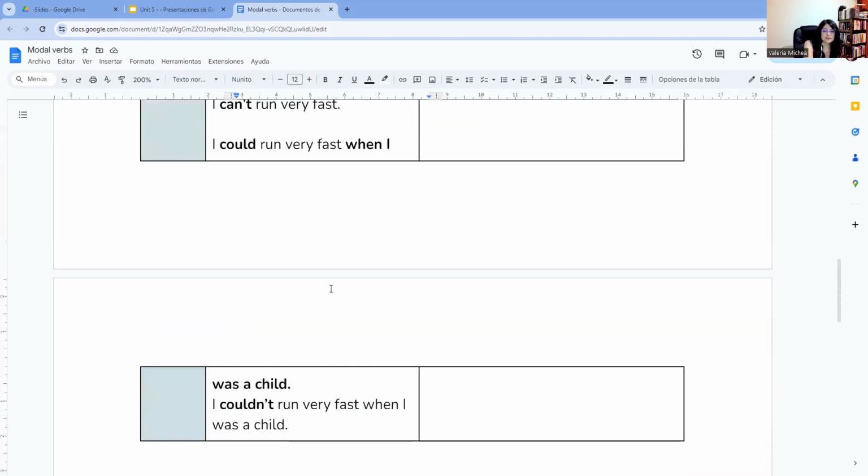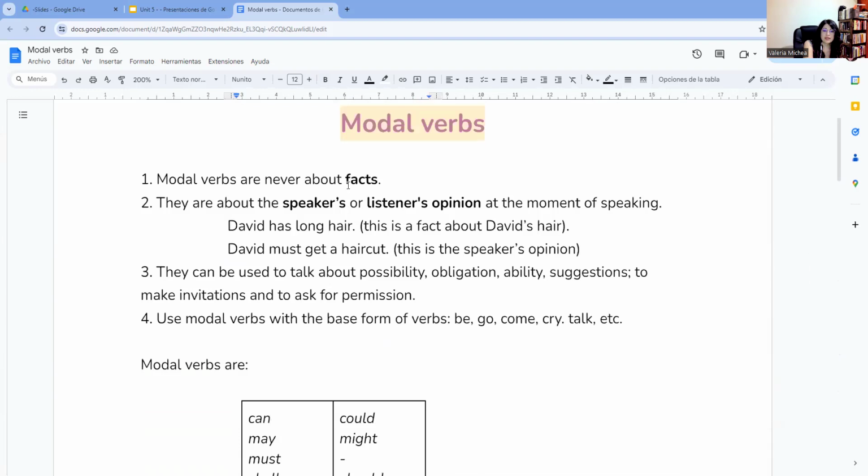So again, remember that modal verbs are never about facts. They are about things that we think may be possible or may not be possible, right? Not about facts. They are about our opinion about situations. This is what we think about situations, but they are not about facts. Yeah, we have categories in which we can use them, and remember that they always work with the base form of the verb. There is no way around it. It's mandatory to remember it's the base form.